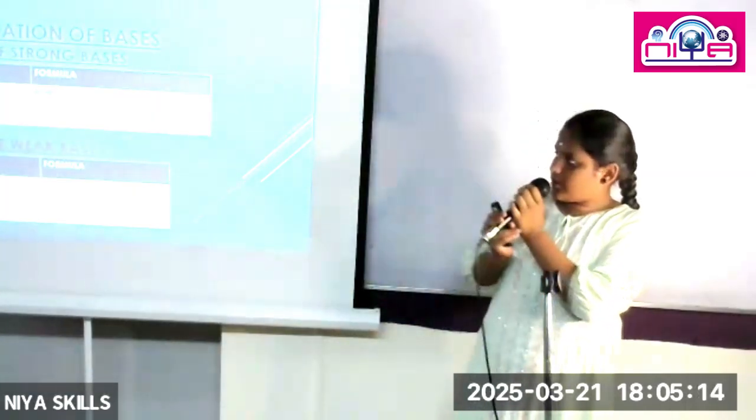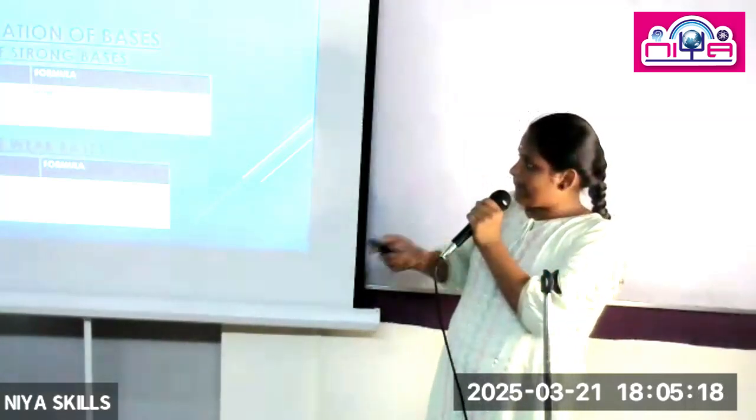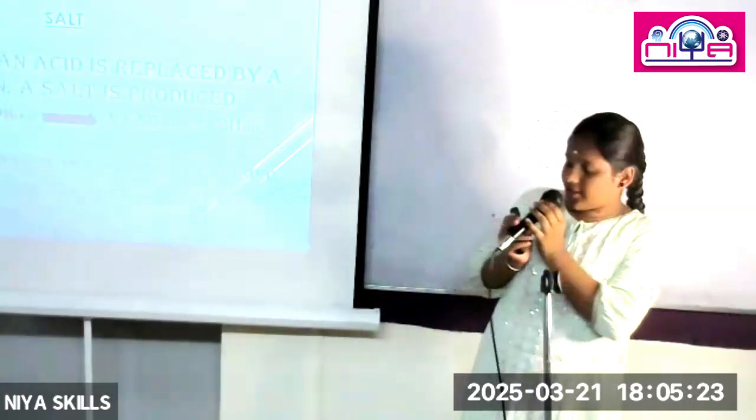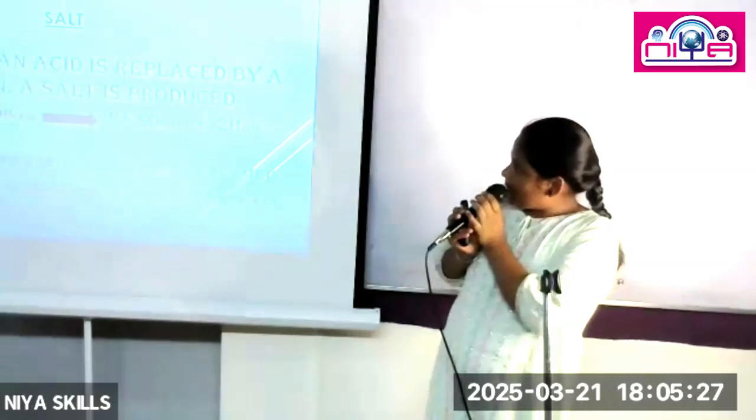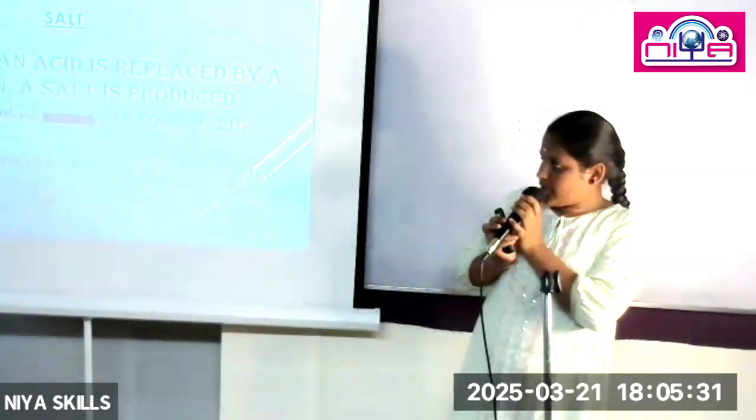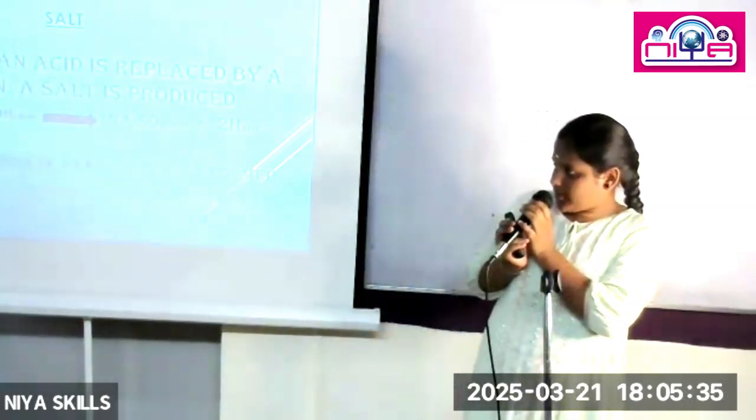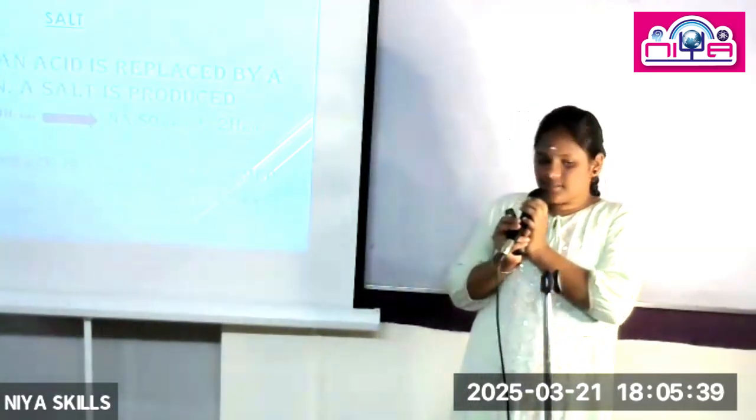And this is some of strong bases and some of weak bases. So when a hydrogen ion of an acid is replaced by a metal ion, a salt is produced. Here, sodium sulfate is a salt form. The chemical symbol for table salt is NaCl.